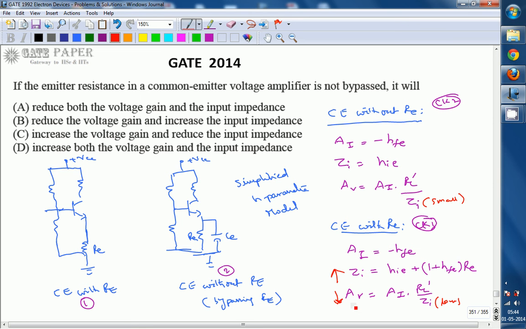So the right answer for this question is that it reduces voltage gain and increases input impedance. The right option is B. B is the right option. It reduces the voltage gain and increases the input impedance.